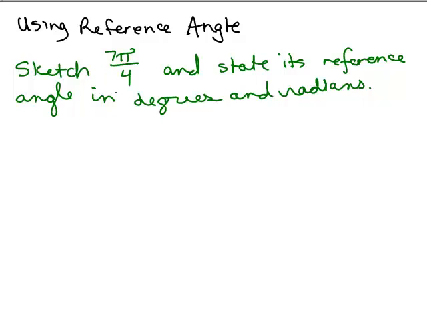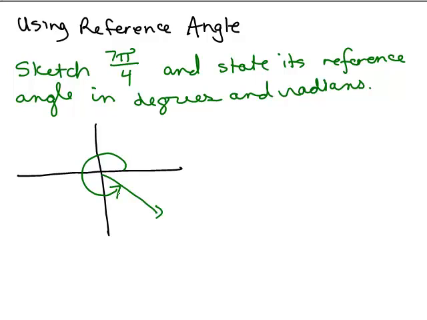Alright, so to sketch 7 pi over 4, some people could do that in radians. I think of it as this is 1, 2, 3, 4, 5, 6, 7 pi over 4. It's going to be over here. And so this is how to sketch the angle 7 pi over 4.